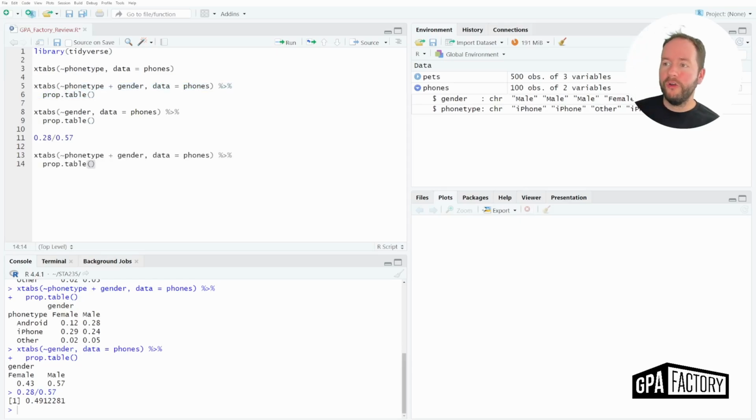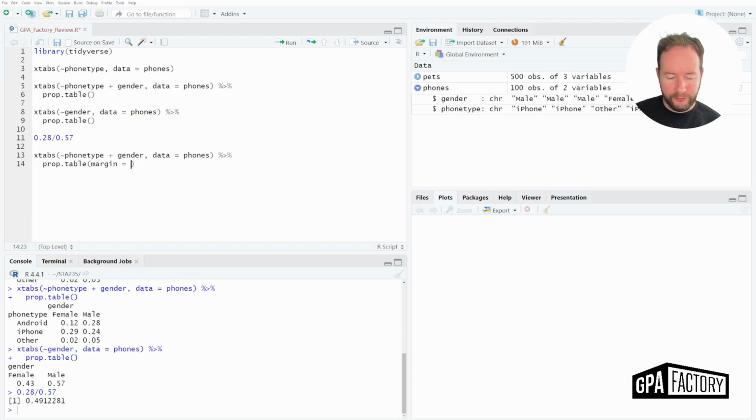And remember I said earlier when I introduced prop.table that prop.table can take in some optional commands. And one of those optional commands is margin equals. Now margin equals is either going to be margin equals 1 or margin equals 2. And that is always the case. It's always either margin equals 1 or margin equals 2. And that depends on what you want to condition on. It depends on your given.